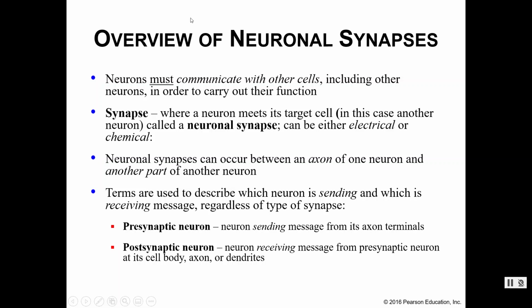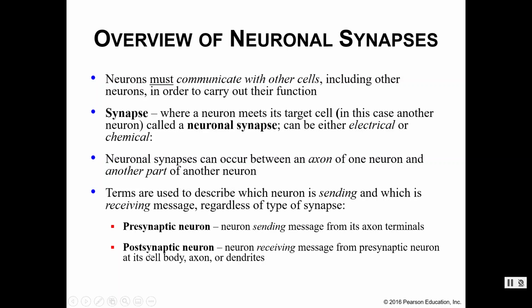Okay, so we'll see a neuronal synapse here. We can have two things occur. We can either have an electrical synapse or a chemical synapse. These neuronal synapses are going to occur between the axon of one neuron, we're going to call it the presynaptic neuron, and that is going to synapse with a second neuron. We're going to call that the postsynaptic neuron.